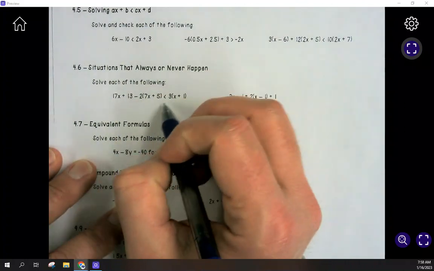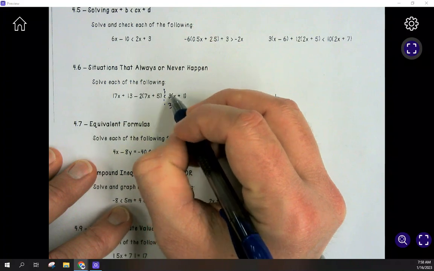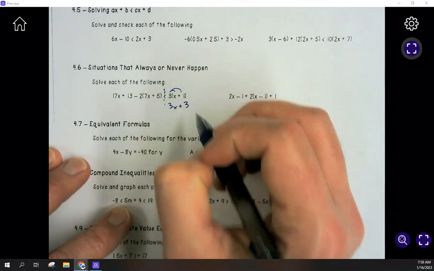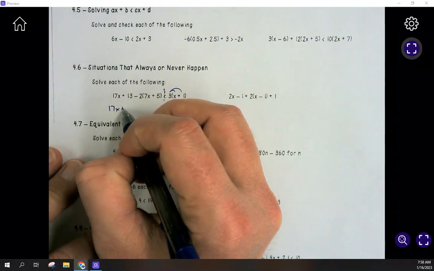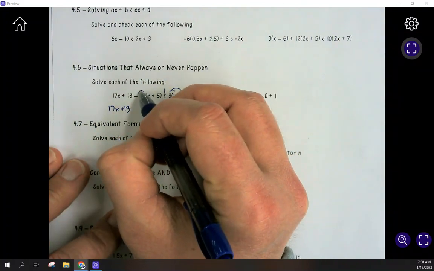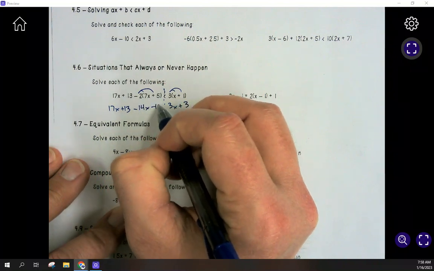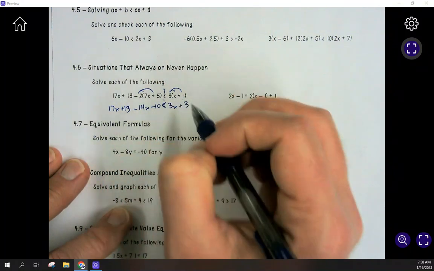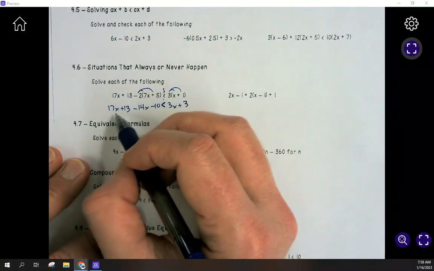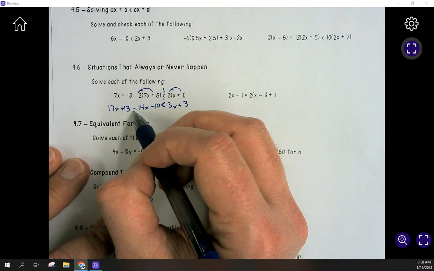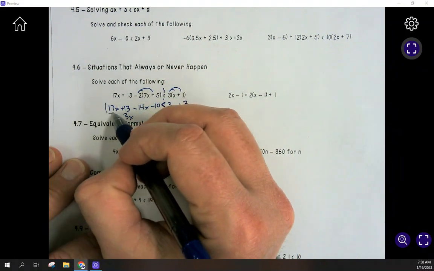When I go to solve this, here's my dividing line. I got to simplify both sides, so I'm going to get 3x plus 3. And then over here, 17x plus 13, I have to distribute a negative 2. So I get negative 14x minus 10. All of that is less than. You got to simplify this whole side. This one's done. So we've got a 17x minus 14x. That's a 3x. Put those together.